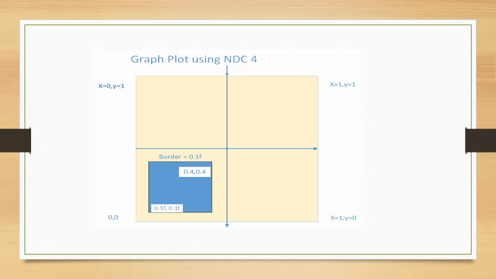We've now positioned the graph here in this location, and it's been scaled to fit in that area, and the border is 0.1f all the way around. And if we wanted to move it further up here, say into that region, we would just have to add 0.5 to the y value or 0.5 to the x to get to that position. So in this way we could plot multiple graphs on the display surface.